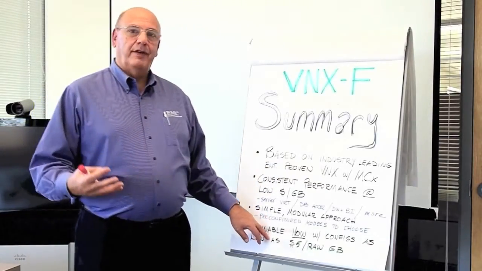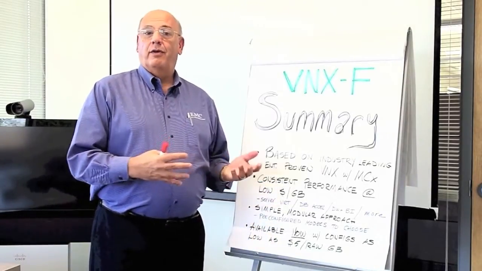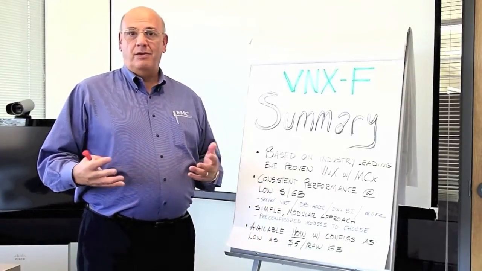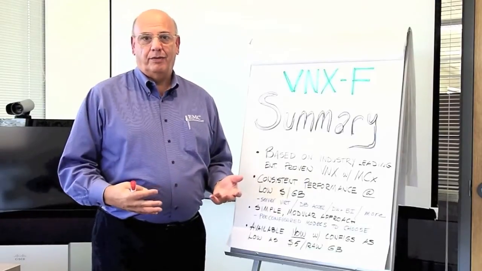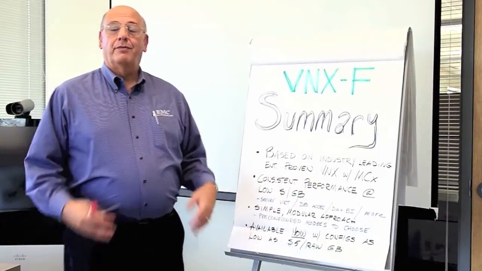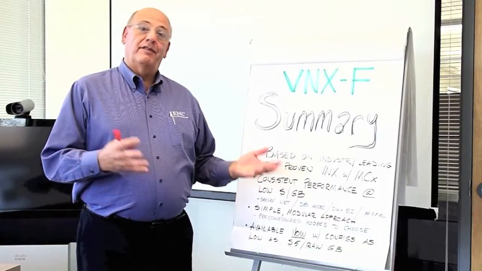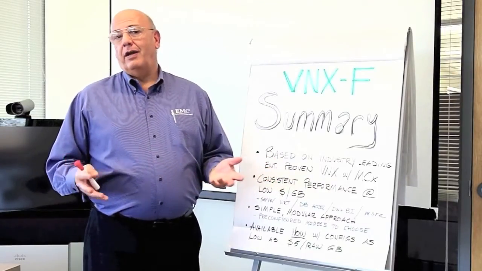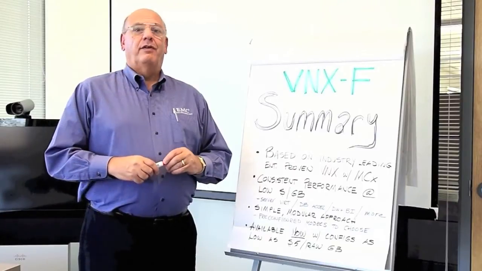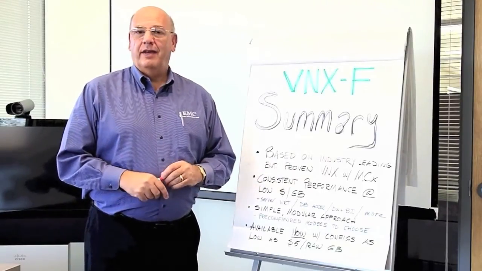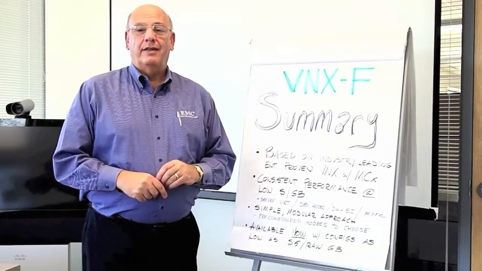Next, it's a very simple and modular approach. It has pre-configured models, as I talked about, with four capacity configurations that you can choose from and easily deploy. Lastly, and importantly, it's available now to you as a customer, with configurations as low as $5 per raw gigabyte. So we look forward to being able to talk with you further about the VNX-F all-flash array, and thank you for listening.